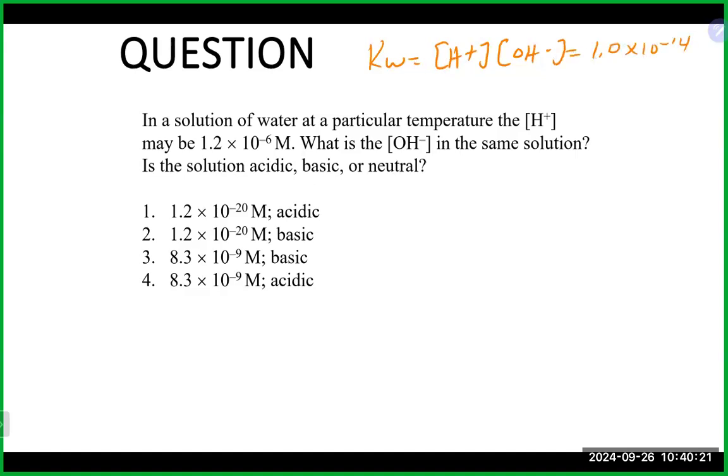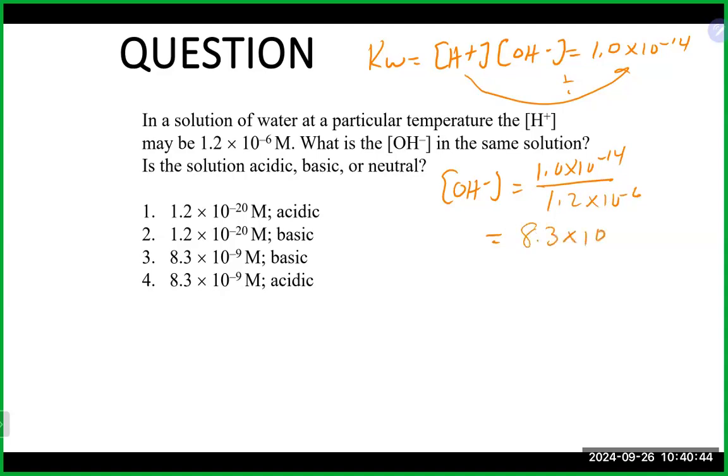In this particular case, we are given the H plus, so here again, we will go for our OH minus. It will equal 1 times 10 to the minus 14 divided by our H plus. We're going to divide, obviously, to that side. And in this case, that will be 1.2 times 10 to the minus 6. If you punch that in, you should get something like 8.3 times 10 to the minus 9 molar, which would be our hydroxide concentration.